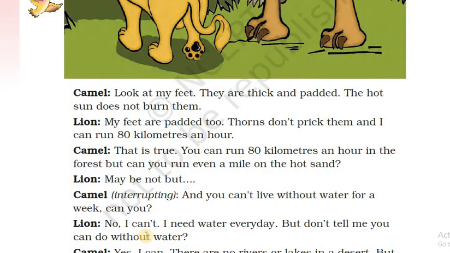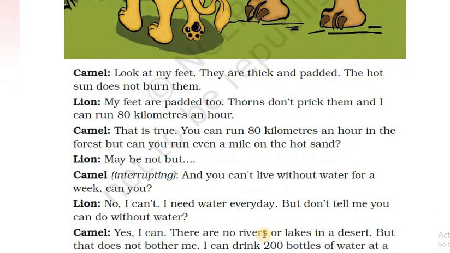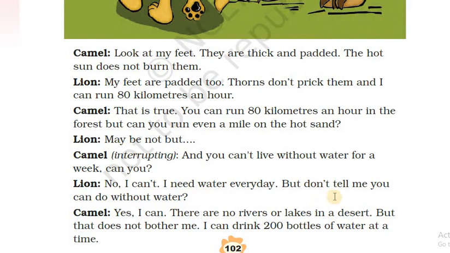Lion says, no, I can't. I need water every day. But don't tell me you can do without water. Lion is telling that, no, I cannot live without water for 1 week. I need water every day. मुझे हर रोज water चाहिए. मैं water के बिना एक वीक नहीं रह सकता. फिर बोलता है, आप मुझे ये मत बोलना कि आप वाटर के बिना 1 week रह सकते हो. Here he is telling, but don't tell me you can do without water. That means you can remain alive without water for 1 week.